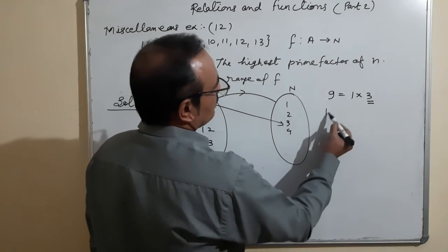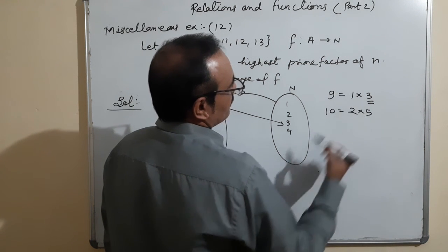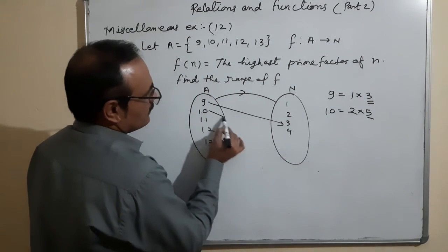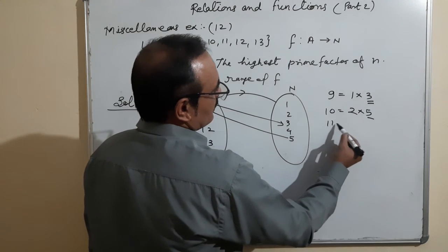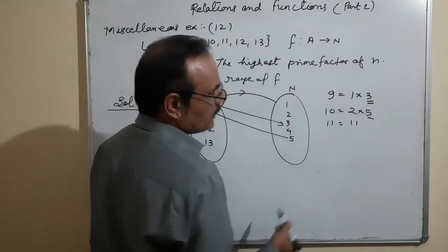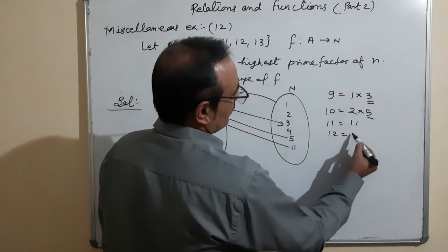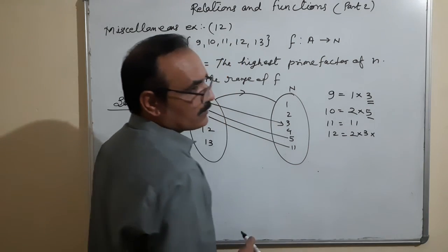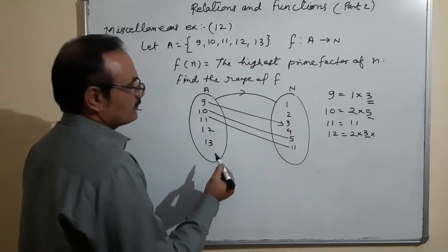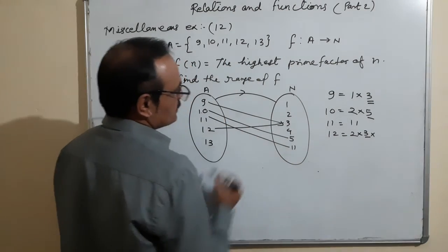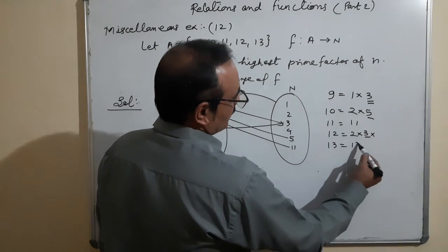After that 10: prime factors 2, 5. Highest is 5. Okay, 11. The highest prime factor of 11 is 11 only. So 11 is mapped with 11. 12: prime factors only 2 and 3, so the highest is 3. 13 has its highest prime factor as 13 itself.